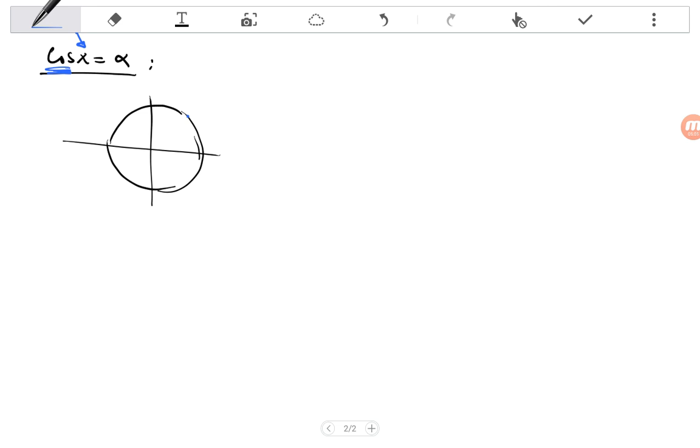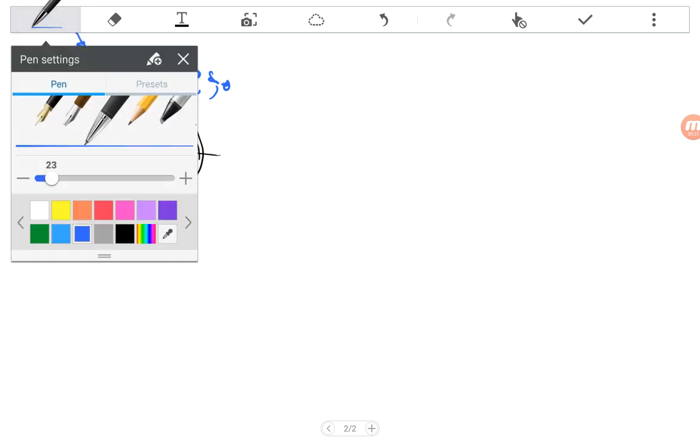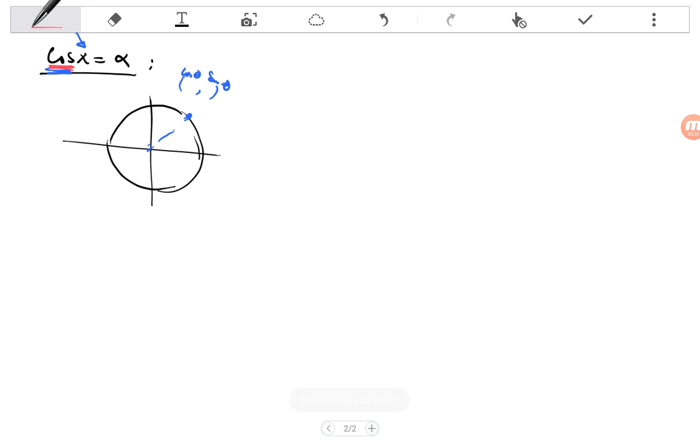We have learned before that for a point moving on a unit circle, the x coordinate is just the cosine of the angle, and the y coordinate is just the sine. So I'm looking for an angle which has a cosine equal to alpha. A cosine equal to alpha means that its x coordinate is equal to alpha.